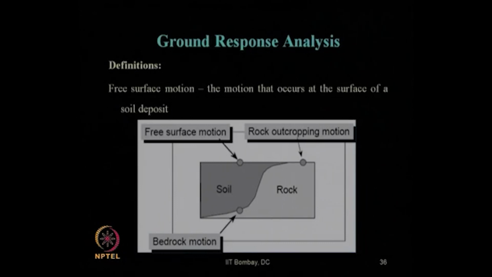Free surface motion. What is called free surface motion? It is the motion that occurs at the surface of a soil deposit. In the same picture now we have added this point, where soil is opened up on the ground surface. When we talk about the seismic motion or earthquake motion at that point, that is known as free surface motion. So, these are the various points which we have defined: rock outcropping motion, bedrock motion and free surface motion. Now, we should see through the ground response analysis how we are getting these values.